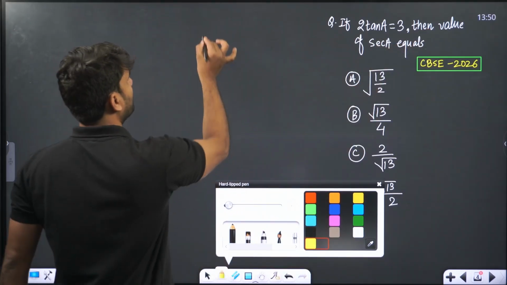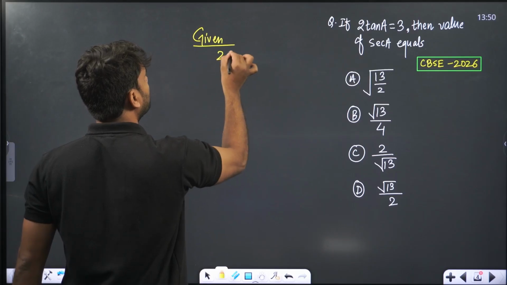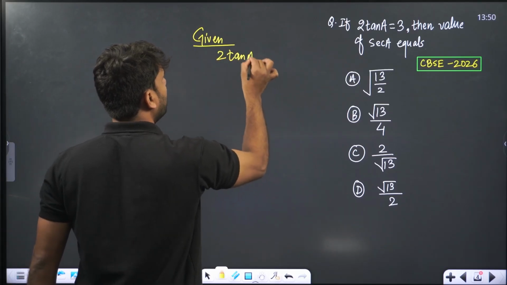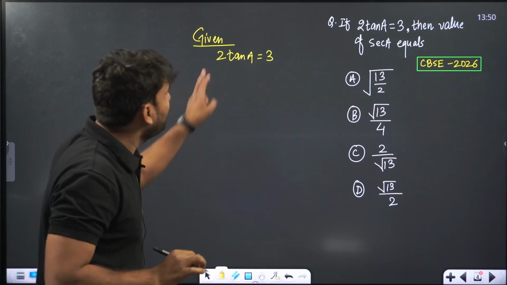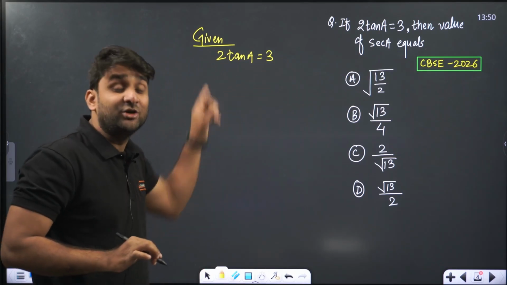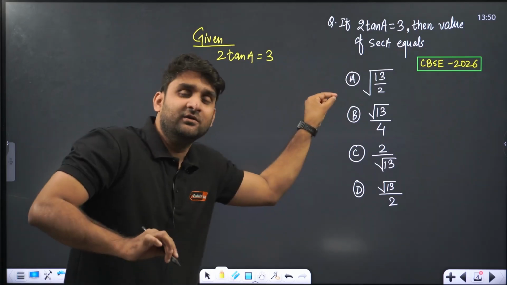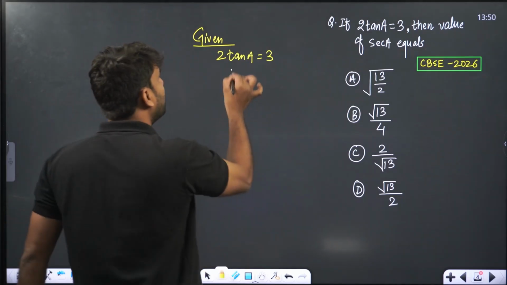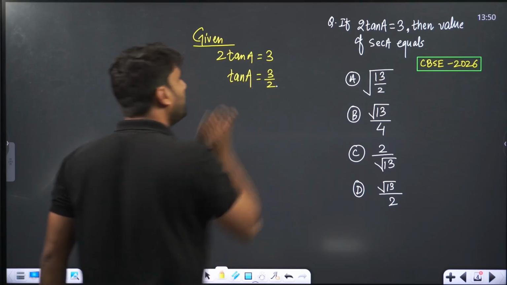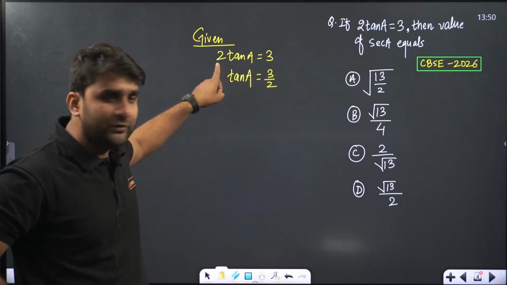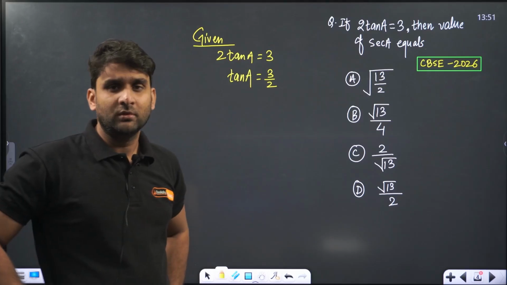Okay, so what is given here, guys? The given information, 2 tan A is equal to 3. My dear lovely kids, if 2 tan A is equal to 3, it means 2 is in multiplication. So if we shift to this side, 2 will go in division. So we can write tan A is equal to 3 by 2. Because 2 is in multiplication, when we shift to that side, it will be 3 by 2.